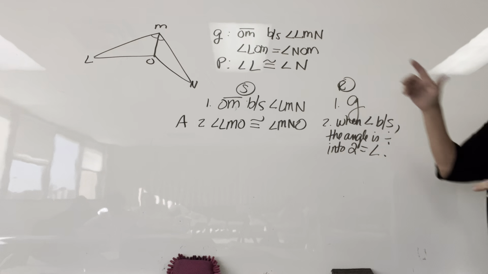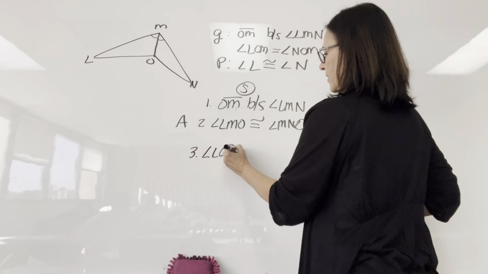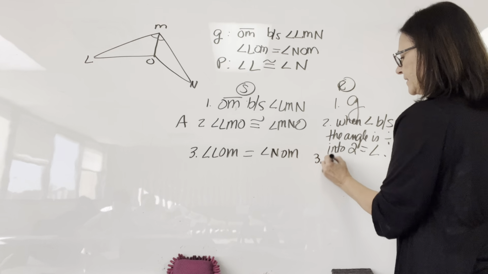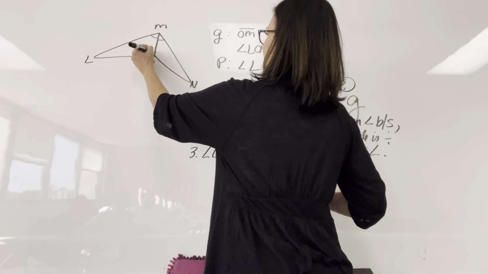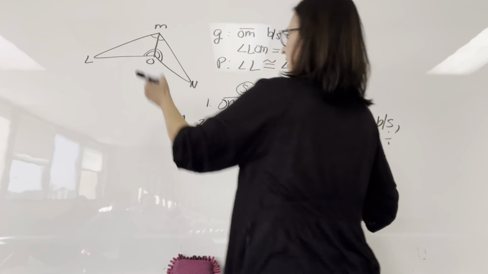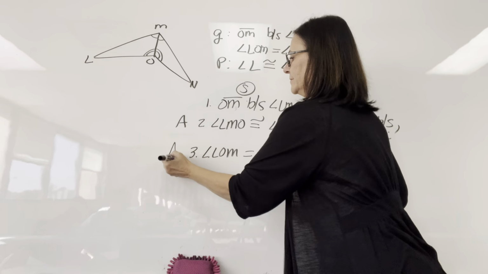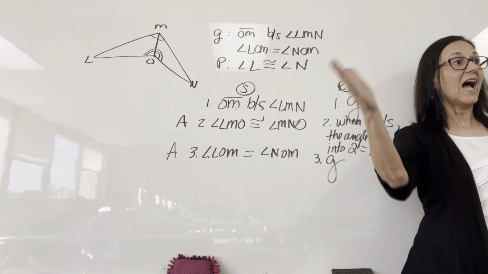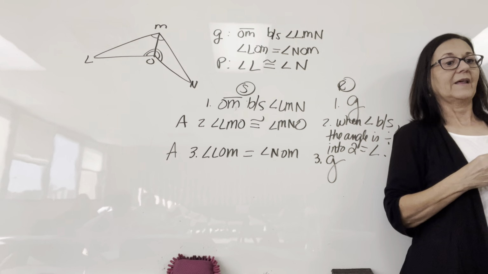Okay. I'm going to write my next given statement. Angle LOM is congruent to NOM. I can write that because it is given. So LOM is congruent to NOM. All right. So I have two angles. So if I have two angles, what am I looking for? A side. Luke, do you see a side that I can prove?